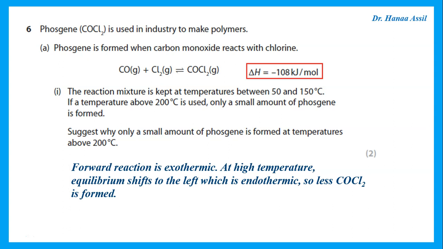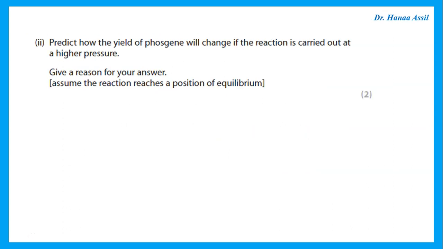Remember, in a reversible reaction at equilibrium, increasing the temperature causes the equilibrium to shift to the side that is endothermic. So in this case, it's backward or to the left.